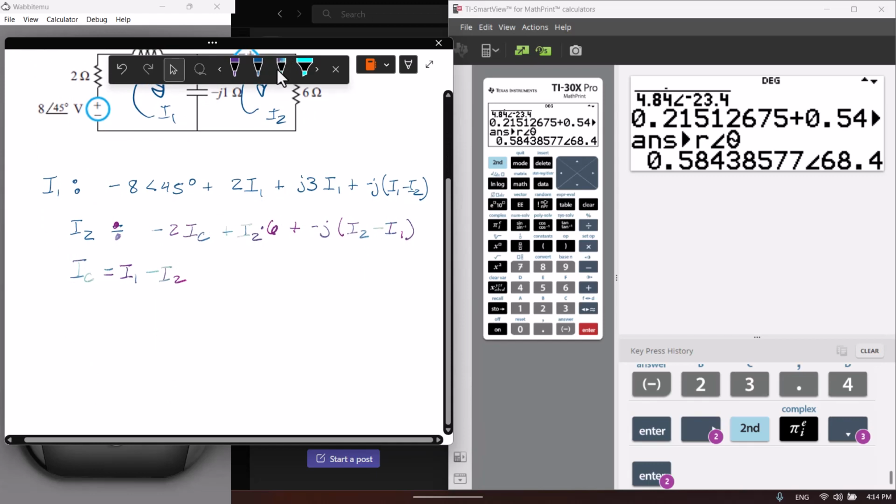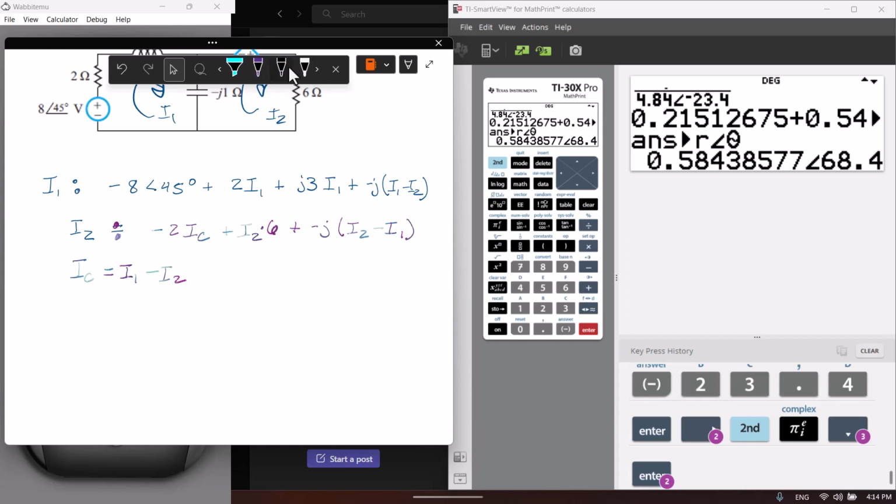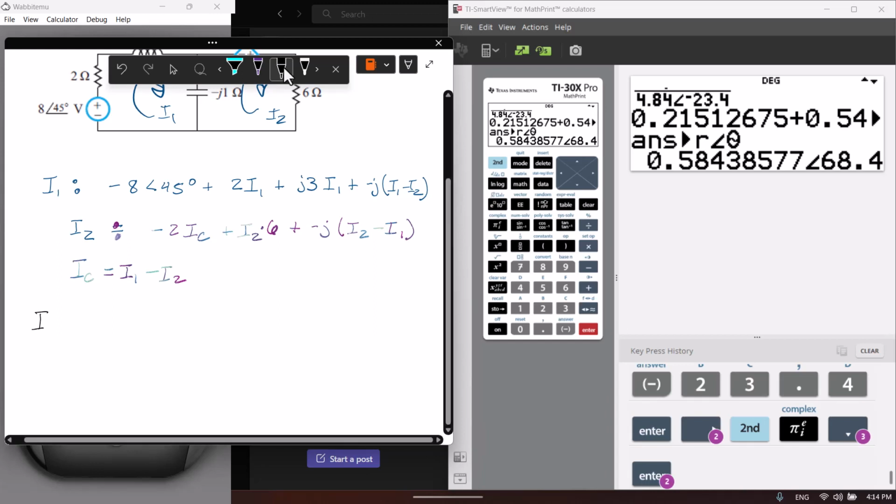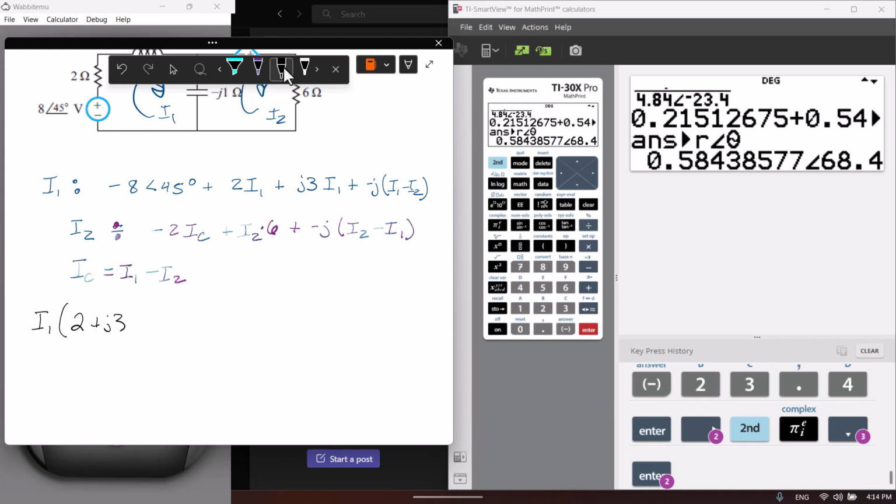Okay, so now if I arrange these things orderly, for the top equation, if I get all of my I1s together, I have I1 and I have a 2 and I have plus J3 and I have minus J. Y'all keep an eye on me here. 2 plus J3 minus J. And then for my I2s, I have just a J, and that equals 8 angle 45 degrees.